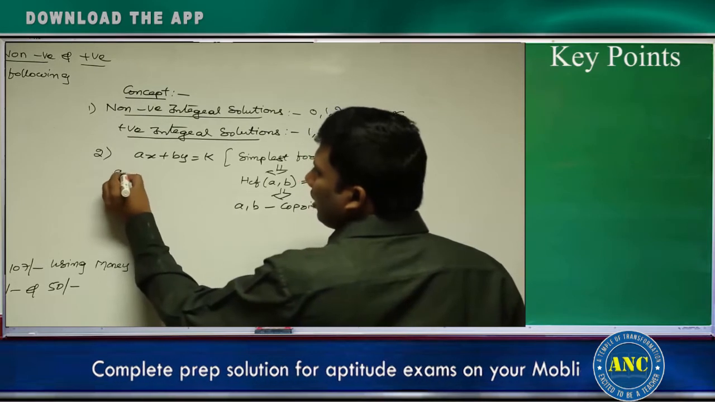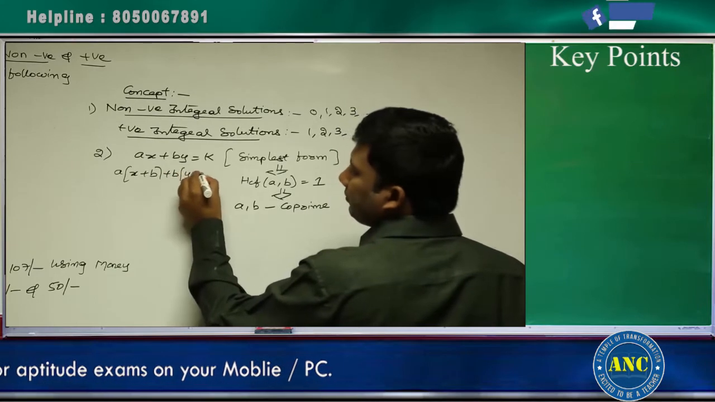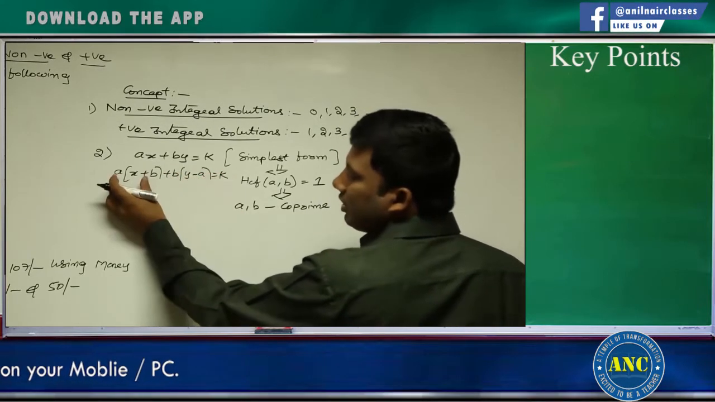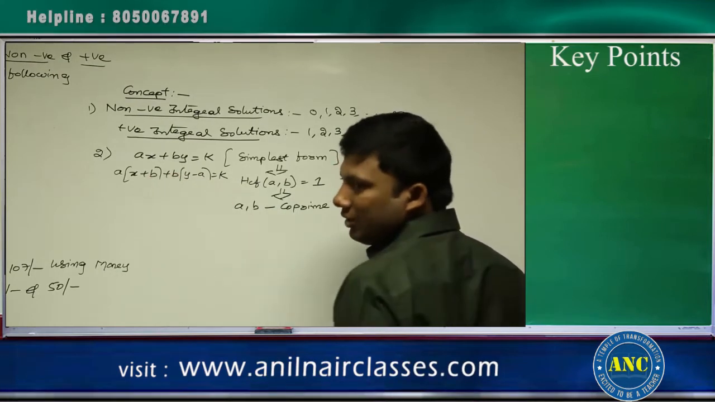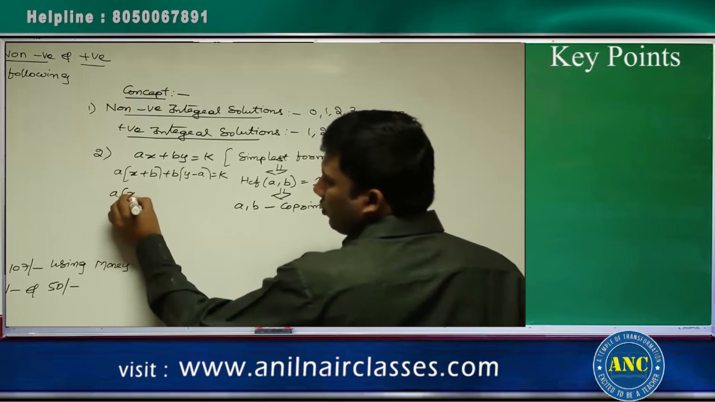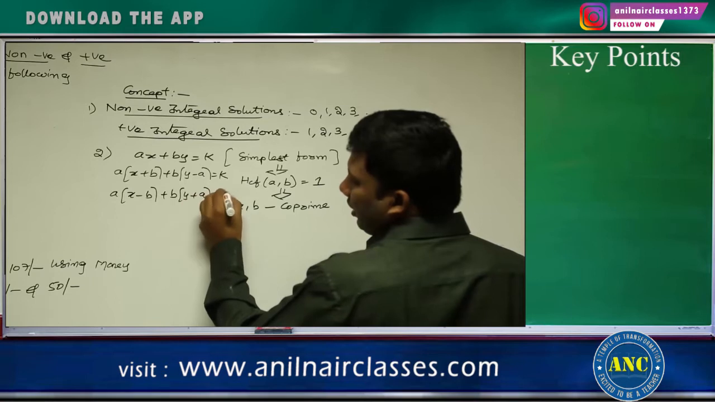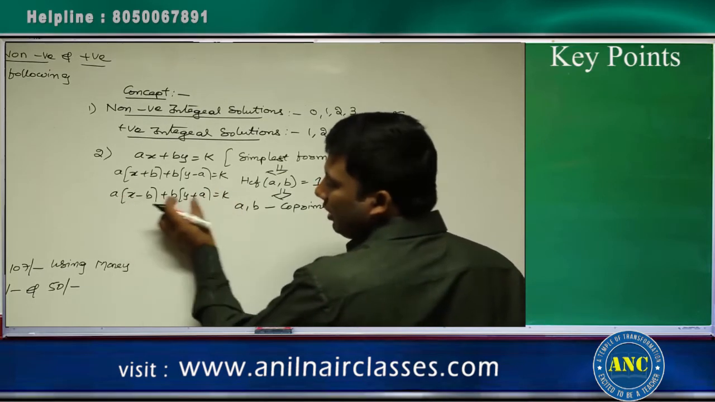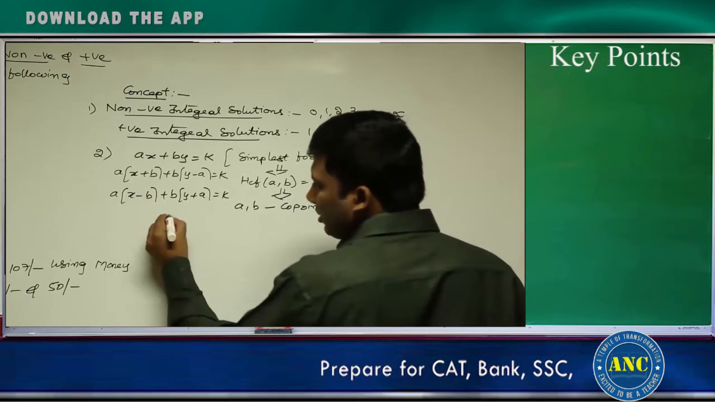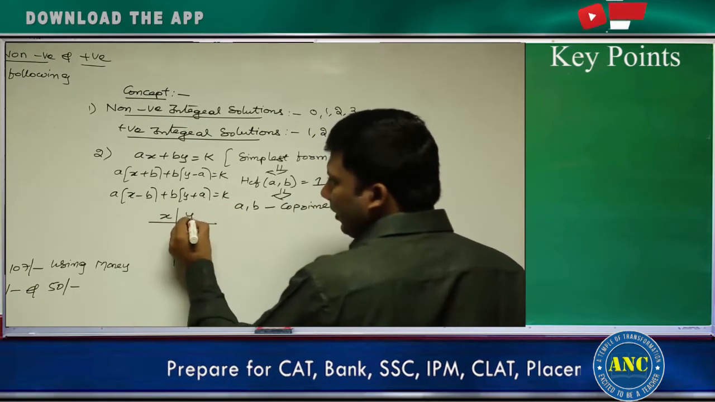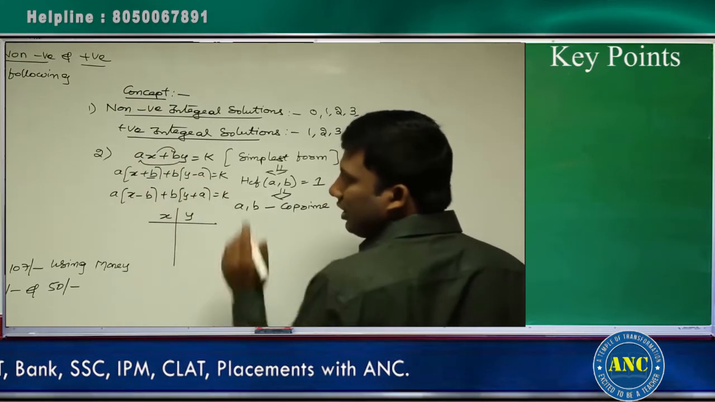Now in this one, if I increase x by b, y will decrease by a, because the right-hand side is constant. If this is plus ab, this will be minus ab, and plus ab and minus ab cancel: a(x - b) + b(y + a) = k. That means if x is decreased by b, y will increase by a. If x is increasing by b, y is decreasing by a.